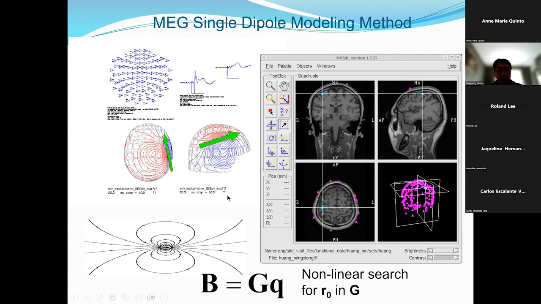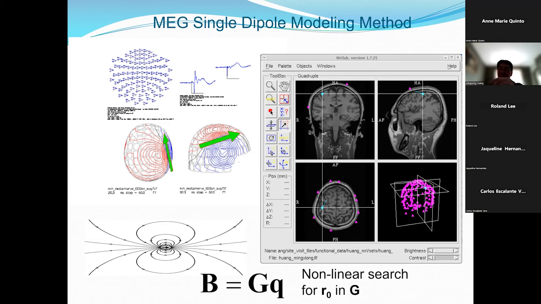So here's a simple example, a median nerve test. I shock my median nerve and then I record my MEG signal. 20 milliseconds later, you have the MEG response shown over here. And this is a beautiful M20.